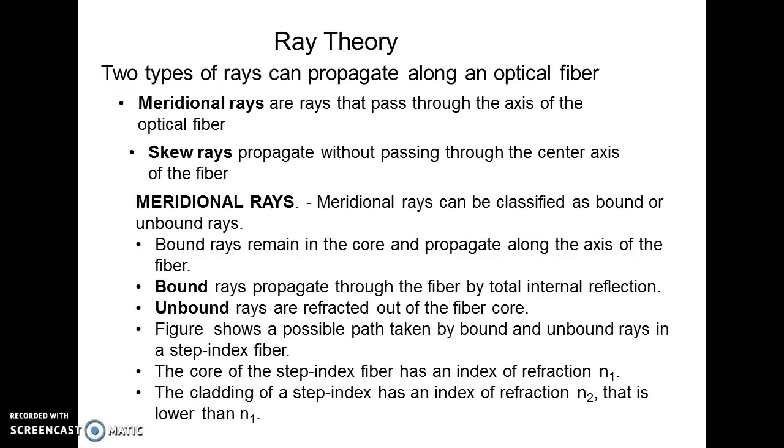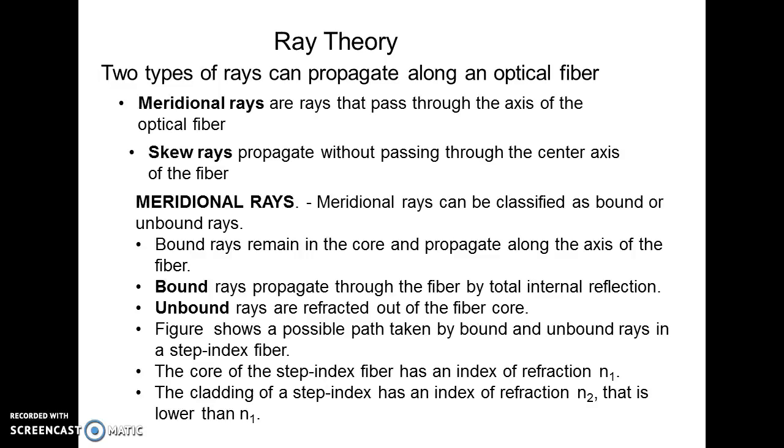Based on the ray theory, the rays consist of two types: meridional rays and skew rays. Meridional rays can be classified as bound or unbound rays. Bound rays remain in the core and propagate along the axis of the fiber. Bound rays propagate through the fiber by total internal reflection. Unbound rays are refracted out of the core. The figure shows the path taken by the bound and unbound rays.